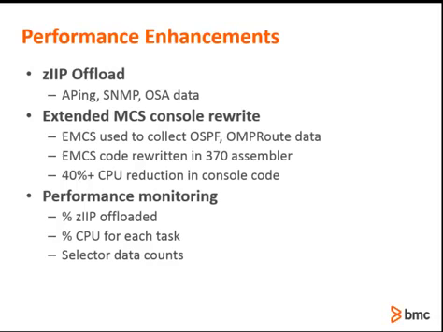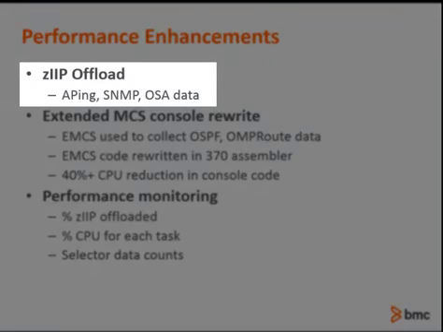Performance enhancements have been made to the MainView for IP 3.4 release, as well as offloading processing to the zIIP processors. All of the availability ping, SNMP MIB collection, and OSA data collection will be offloaded to the zIIP, if possible. By default, MainView for IP will offload 100% to the zIIP processors. This can be modified on the MainView IP configuration view.